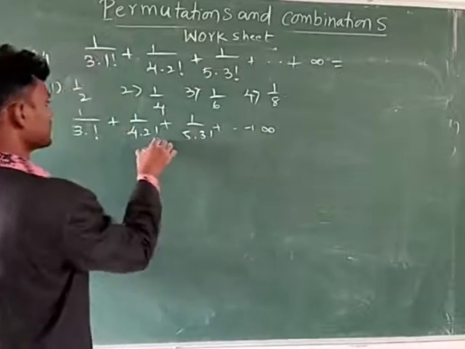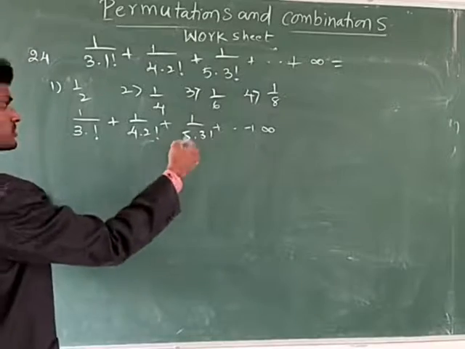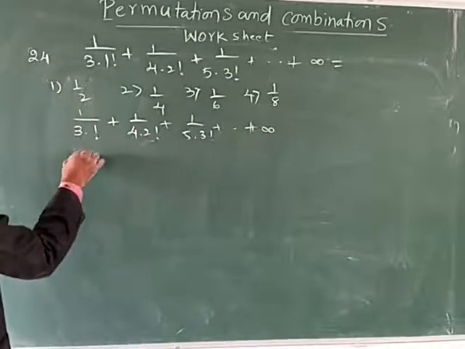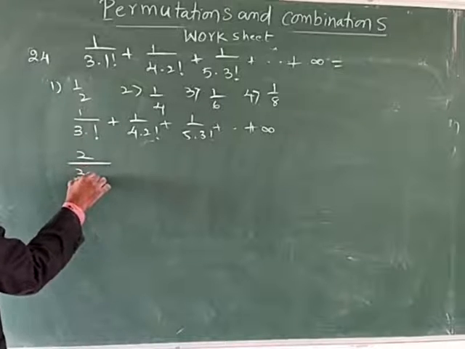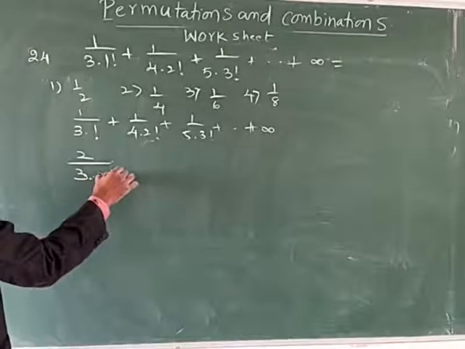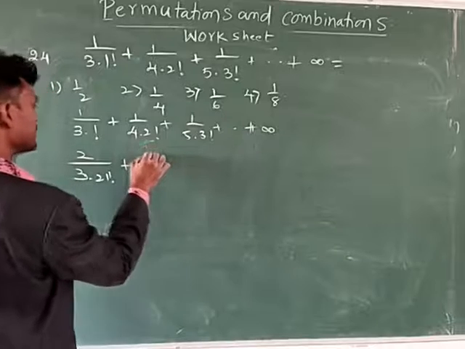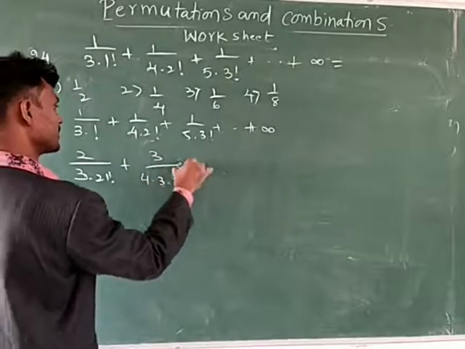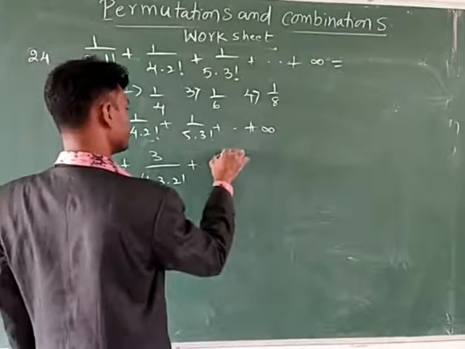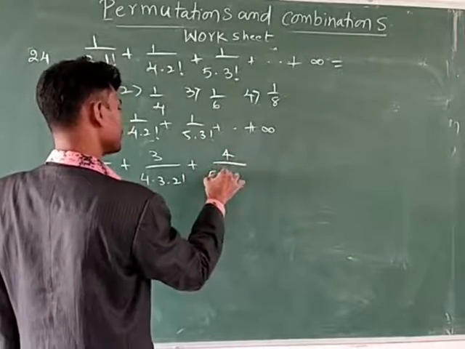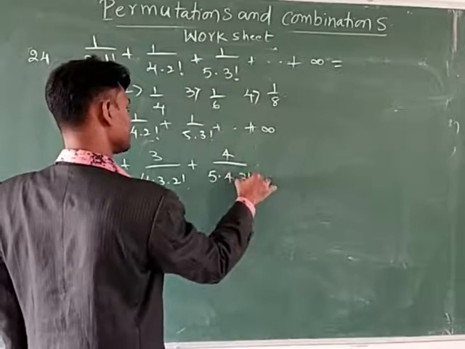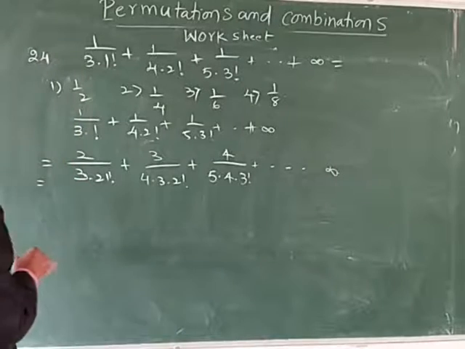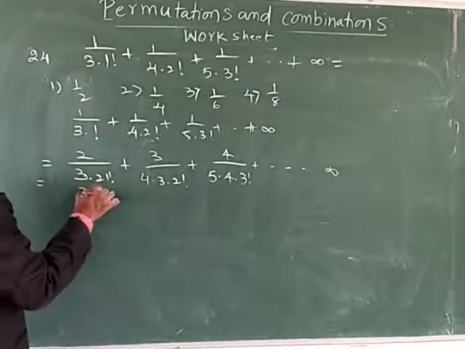See here, how much is the difference? Here 2, here also 2, uniform, no problem. But you have to multiply here by 2, so 3 into 2 into 1 factorial. Next, multiply by 3, so 4 into 3 into 2 factorial. Then multiply by 4, so 5 into 4 into 3 factorial, and so on to infinity.